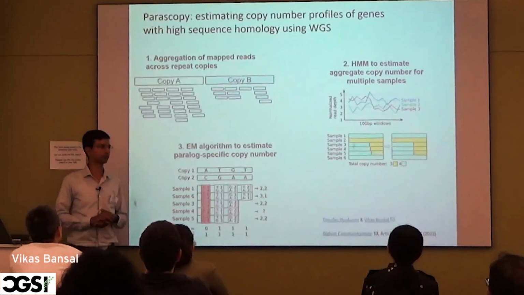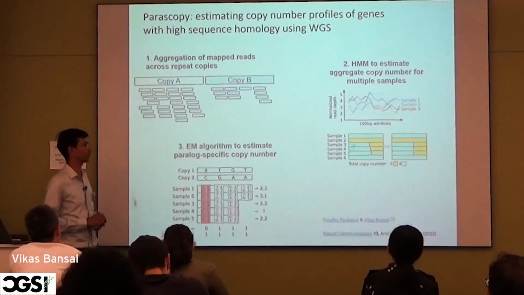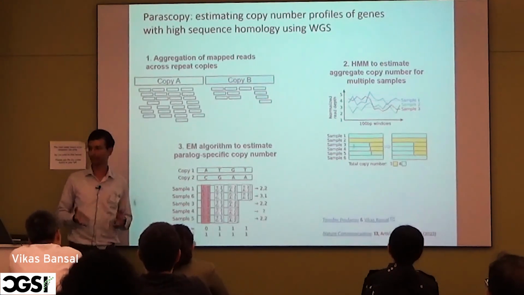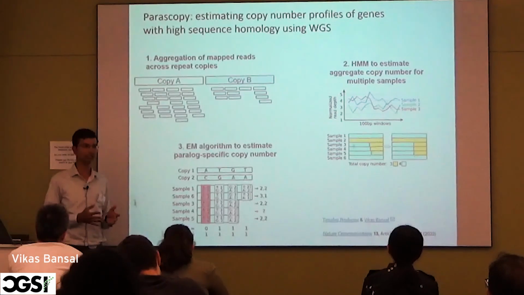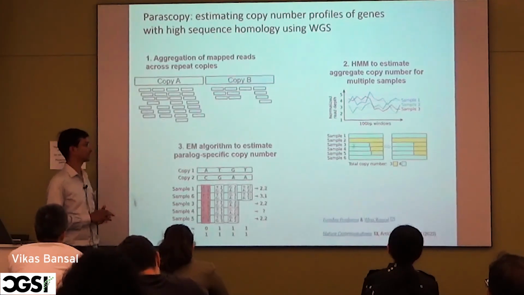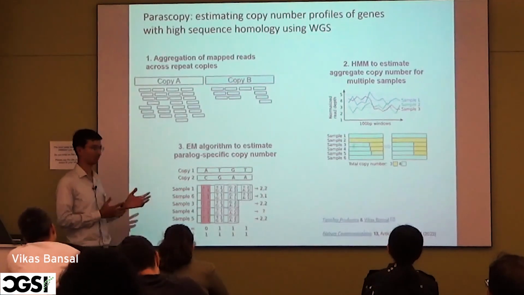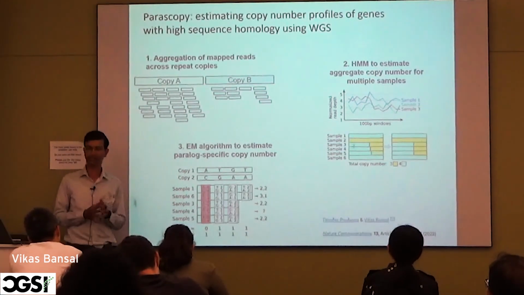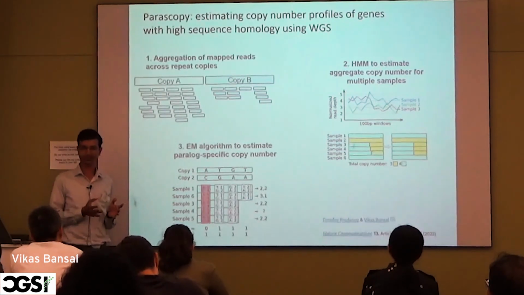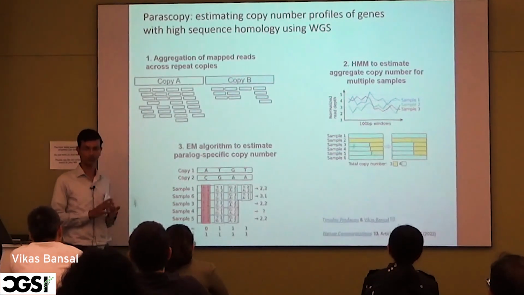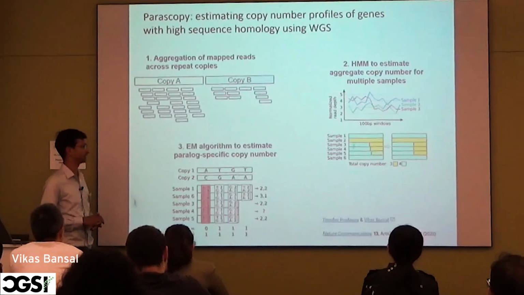So this method, Parascopy, for estimating copy number is basically a two-step method. First we estimate aggregate copy number, and then given the aggregate copy number, we estimate paralog-specific copy number by identifying reliable PSVs using multiple samples from a population.